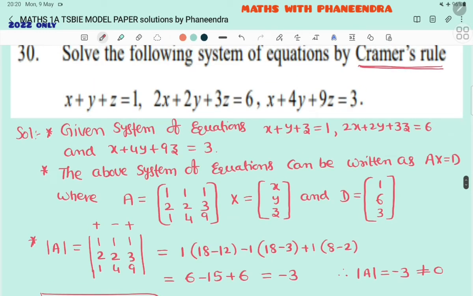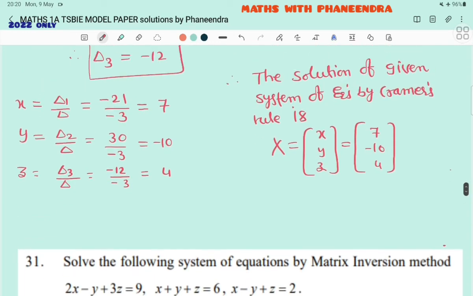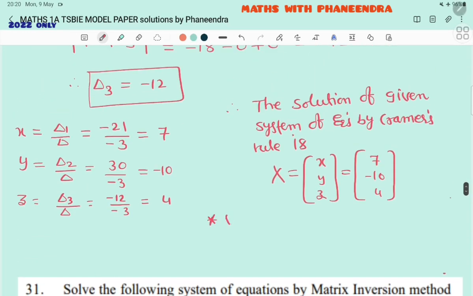Whether it is satisfying or not, in the first equation x plus y plus z is equal to 1, if you substitute, this is just a verification, not compulsory, dear students, just to check whether our answer is correct or not. In the first equation, x plus y plus z is equal to 1. So x value 7, y value minus 10, z value plus 4. So 11 minus 10, which is equal to 1. It satisfies, which means this is the right answer. Therefore, this is the solution. No need to do that verification. Till here only is enough. I hope you understand, dear students.